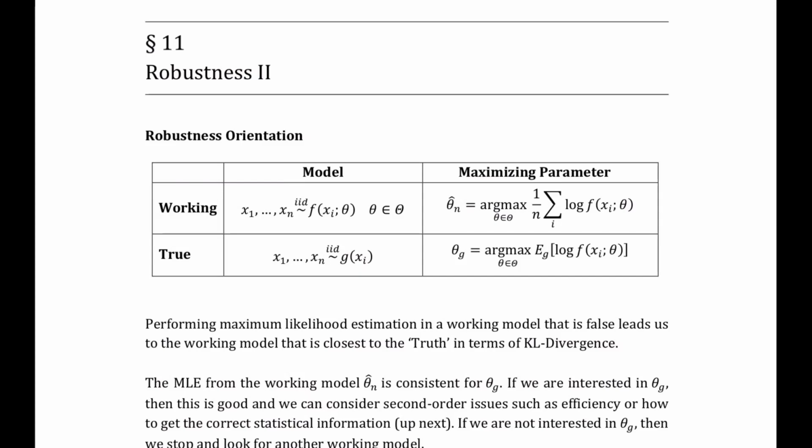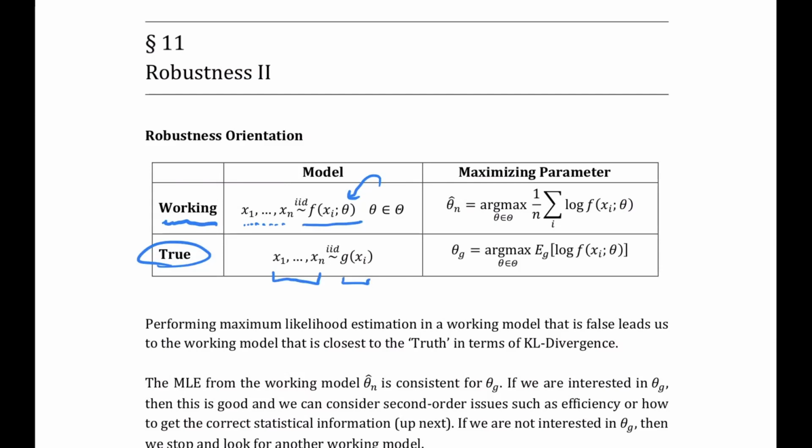We're talking about robustness, which means we have a working model, and that working model is not necessarily the true model. You take observations x1 through xn from a particular model that has a functional form of which you think you're interested in theta. And in reality, you're actually selecting observations from some distribution that you have no idea what that form is.